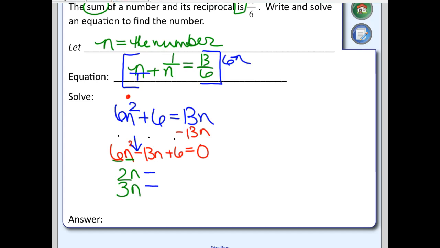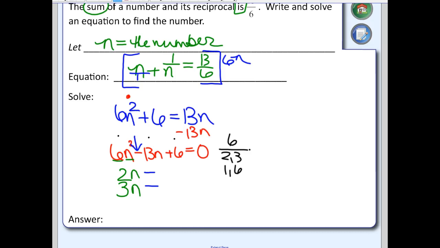Okay, so now we need factors of 6. Now we need a 13 in the middle. So do you think, for 6, are we going to use 2 and 3? Or are we going to use 1 and 6? Yeah, I agree. 1 and 6, 6 is too big. So we need to use 2 and 3. So let's figure out where we're going to place them.